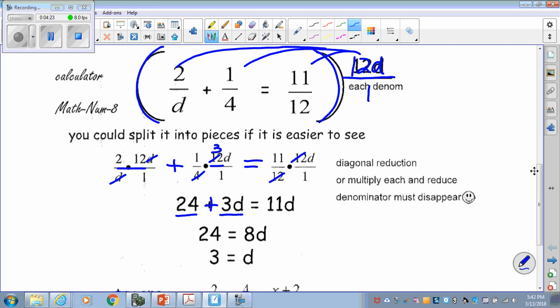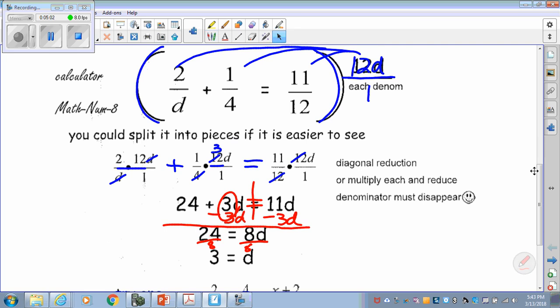So the denominator went away, and now it's an equation that we've had before. It's a little tricky because you have the d's on both sides. There's an equal sign here, so I can't combine them. I can't make that 14d. What I have to do is subtract 3d from both sides. And so that's 0, so that goes away, and I have 24 equals 11 minus 3 is 8, and then it's 8d. Now I want to get rid of the 8, so I divide by 8, and then I get d equals 3.